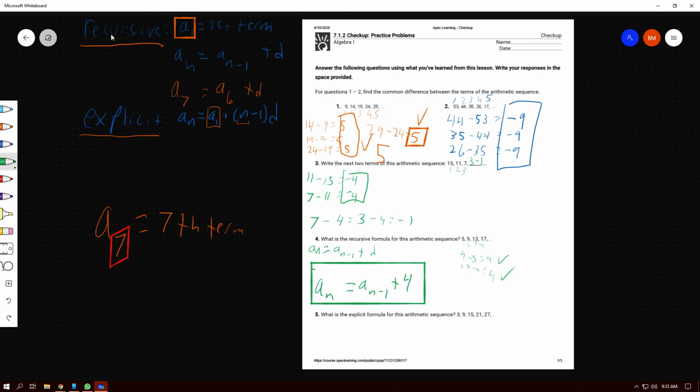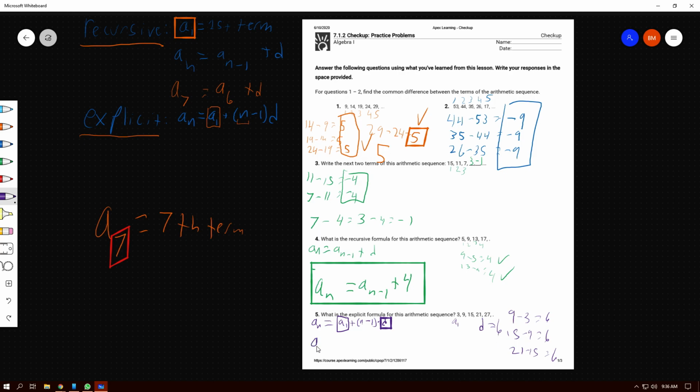Now explicit formula. I need to identify a1, my first term. Well, my first term is 3. And I need to find my common difference. We do 9 minus 3 is 6. 15 minus 9 is 6. 21 minus 15 is 6. So I'm going to go ahead and say my d is 6.